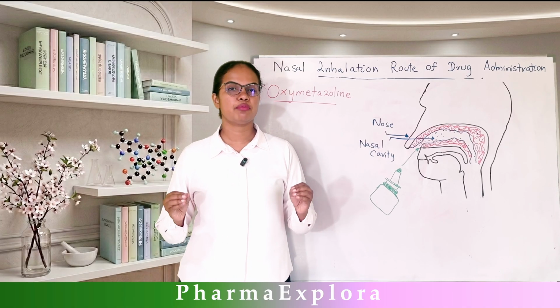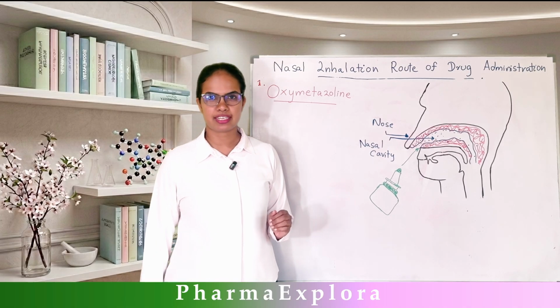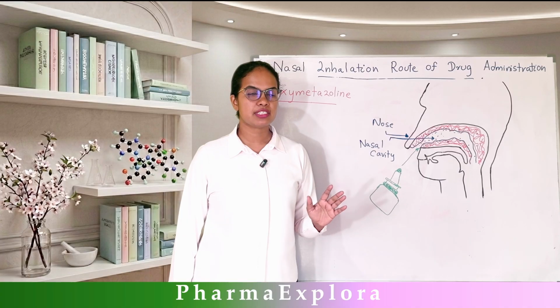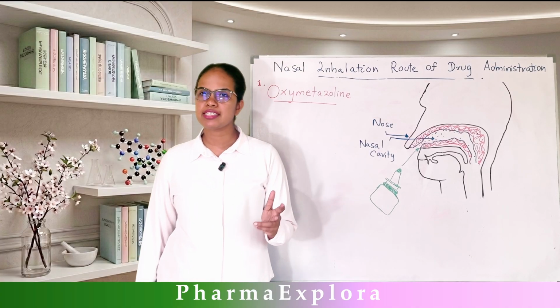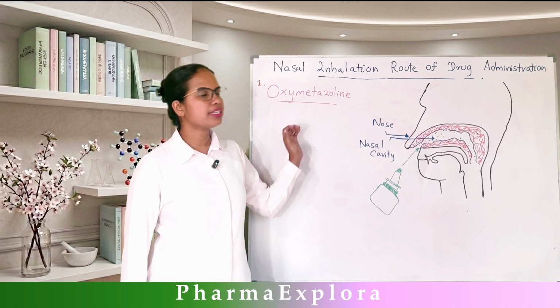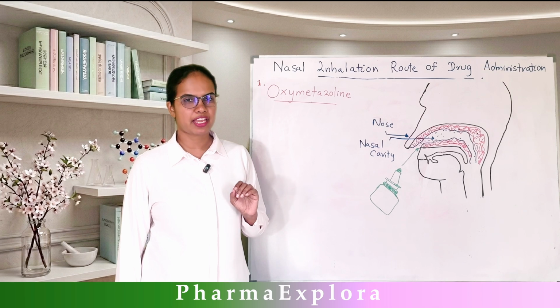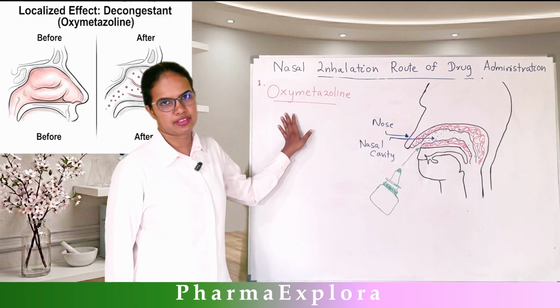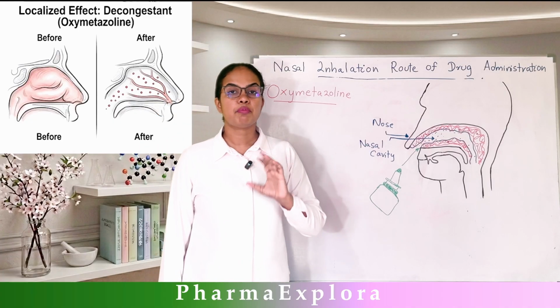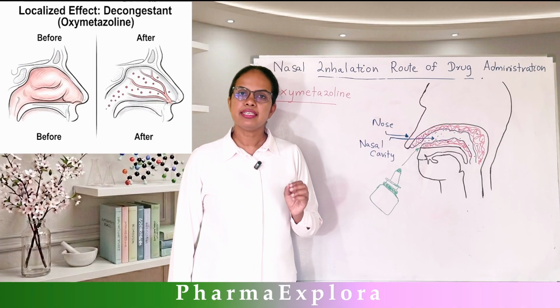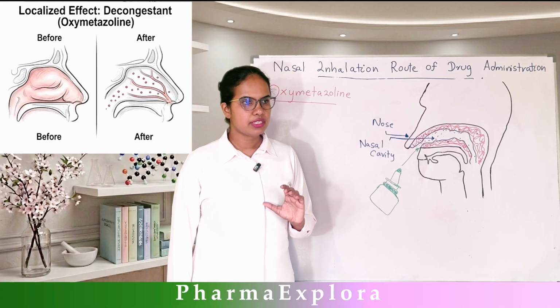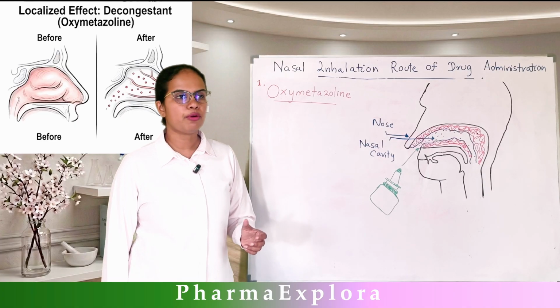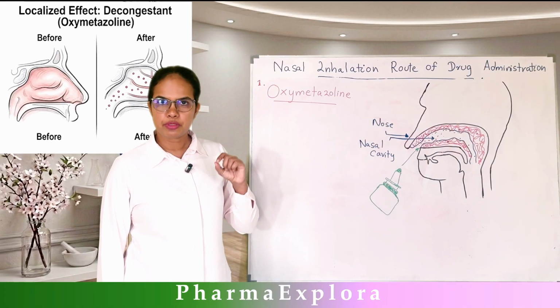Now we are coming to the most interesting part of our discussion. We are going to discuss the real-world examples of the nasal inhalation route of drug administration. Our first example is oxymetazoline. Oxymetazoline is a powerful nasal decongestant. So this is the ultimate relief for a completely stuffed up nose.